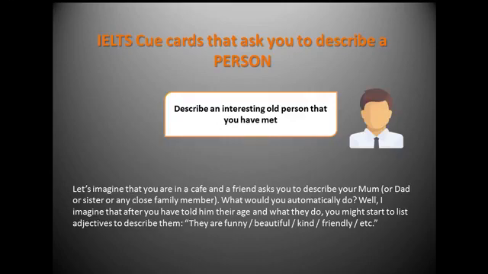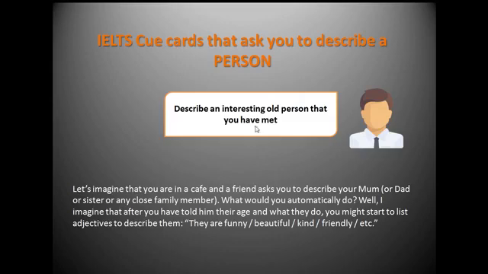Then, the second category: the cue cards that ask you to describe a person. Again, you can have a lot of topics that fall under this category, such as talk about a person who is famous in your town or in your city, or describe an old person that is important to the society. I have taken an example: describe an interesting old person that you have met.